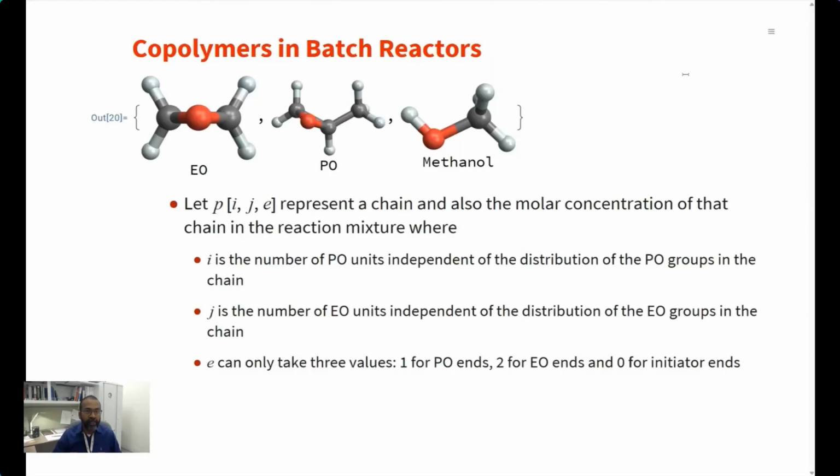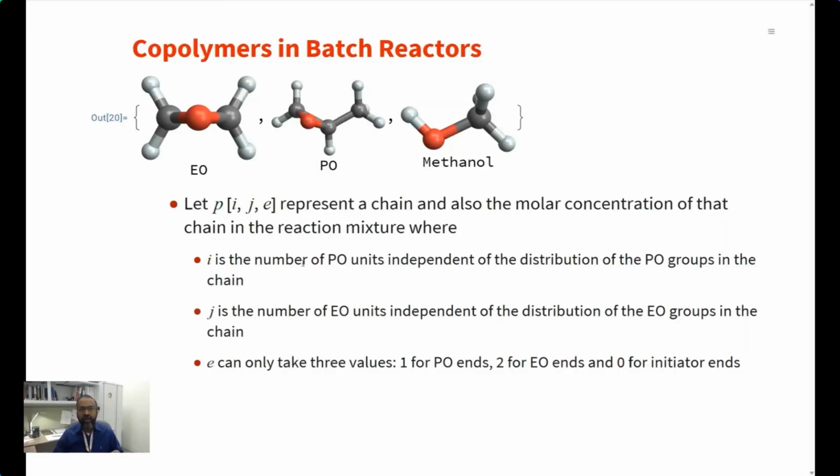Copolymers are also complex systems. For now, I will only discuss copolymers in batch reactors. As mentioned before, P of I, J, E can represent the molar concentration of a chain where there are I number of repeat units of monomer 1. In this case, that's propylene oxide. And this is independent of how it's distributed in the chain.